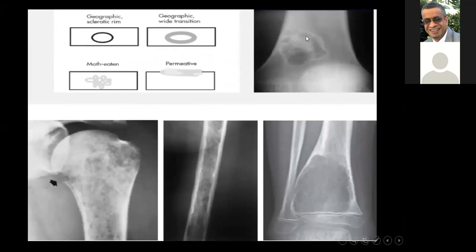This is a geographic type with a sclerotic rim, and this is a geographic type, type 1B, but there is no sclerotic rim, but a well-defined margin. This is a permeative type, and this is a moth-eaten type.